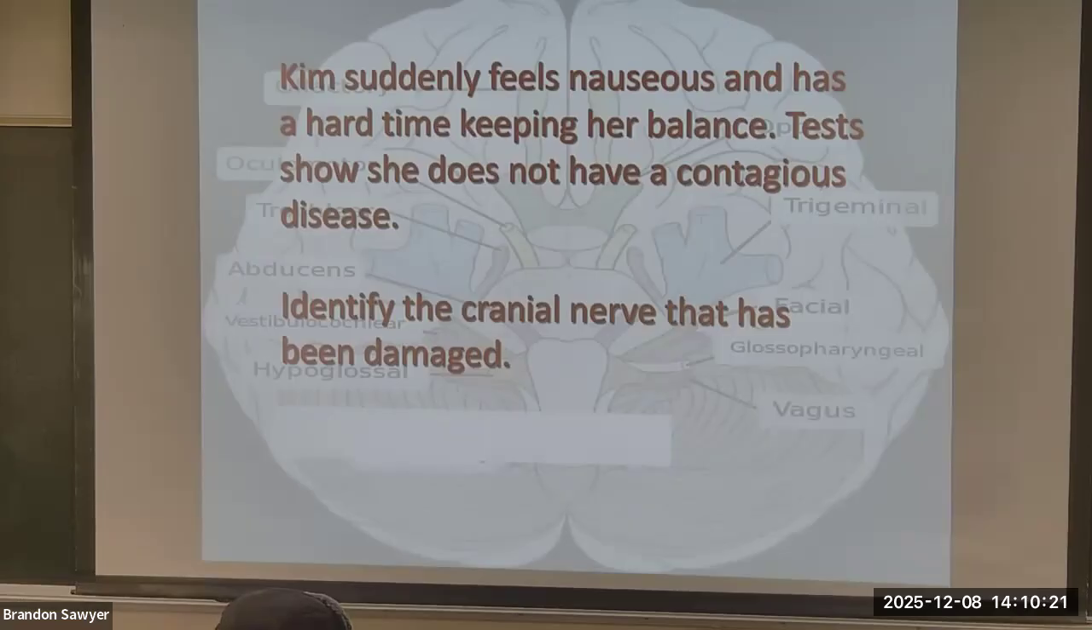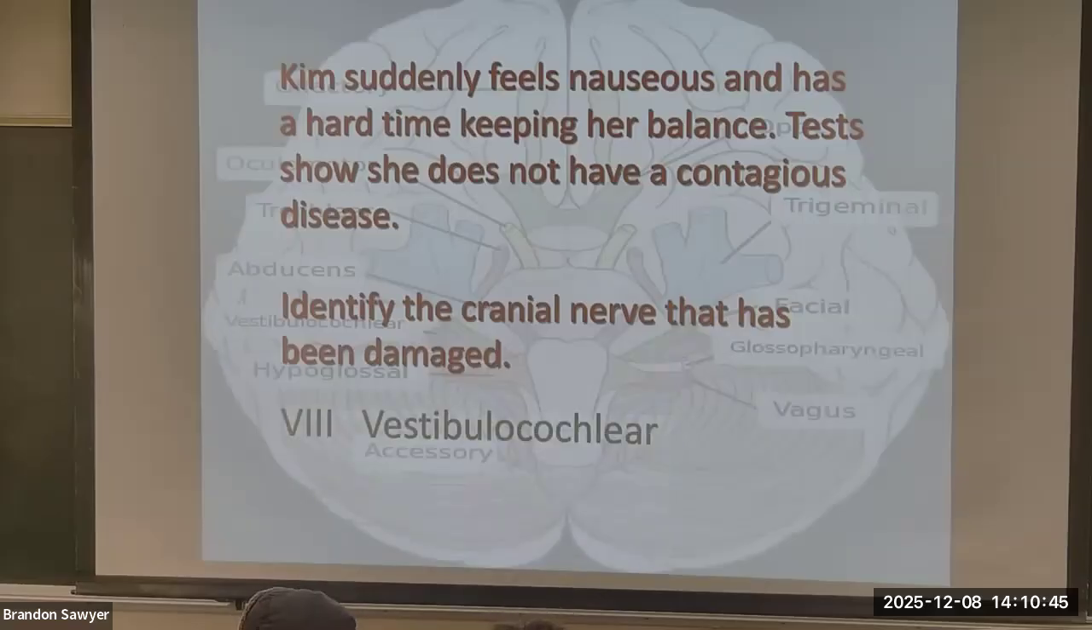All right, go ahead and hit send if you haven't yet. Almost got everybody. Looks like most of you are saying 8. What's 8 called? Vestibulocochlear. So our cochlea, even though it's mostly for hearing, it also is connected to nausea and vomiting as well. So, all right, that's 8.